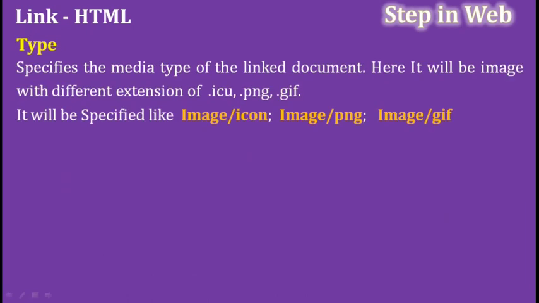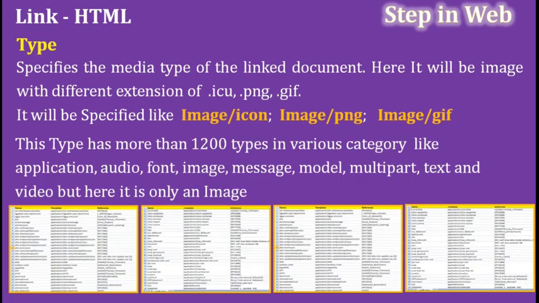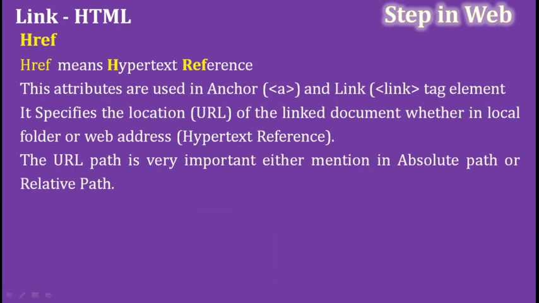Next, type. We already saw it in the last images. It specifies the media type of the linked document. Here it will be image with different extensions of ICO, PNG, and GIF, and it will be specified like image/icon or image/png or image/gif. This type has more than 1200 types in various categories like application, audio, font, image, message, model, multipart, text, and video. Href means hypertext reference.